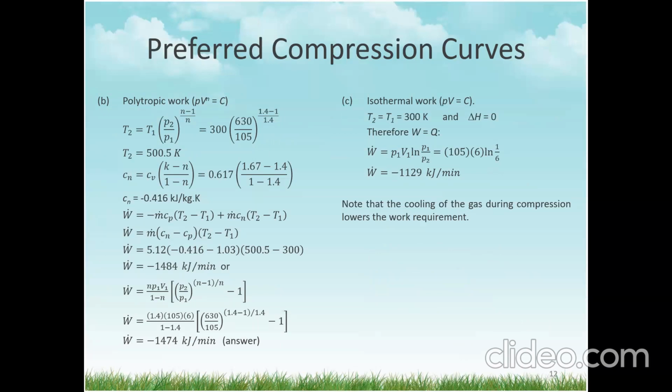So for isobaric, constant pressure, this is the change of enthalpy and Q. Then work is equal to negative Q plus the negative enthalpy.